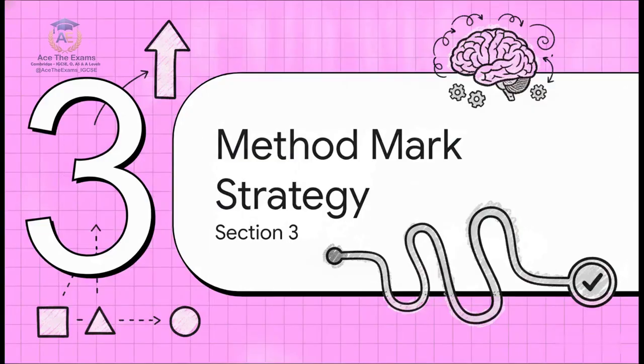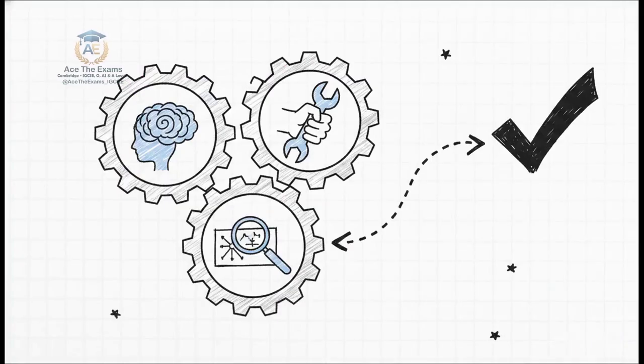Section 3, the method mark strategy. This is where we change the game. You have to understand that the conceptual framework of Cambridge math relies heavily on systematic analysis. It's not just about spotting the correct final number at the bottom of the page. Cambridge targets 3 distinct cognitive domains here: knowledge and understanding, application, and analysis.